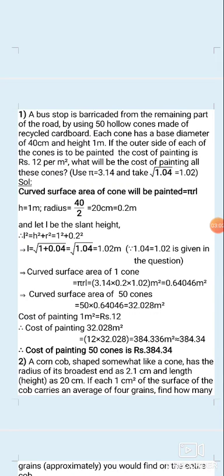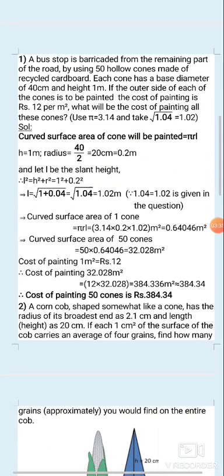Now cost of painting per meter square, that is for 1 meter square, rupees 12 is given. Now the cost of painting this much area, that is 32.028 meter square of area, is equal to rupees 12 into 32.028. Now the product is what? 384.336. Now round it as 384.34. Clear? Now the second question.